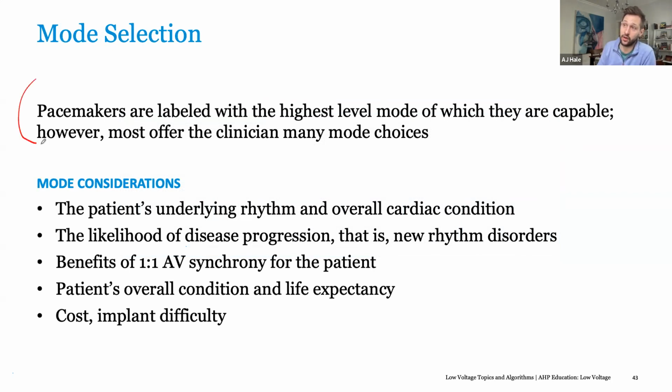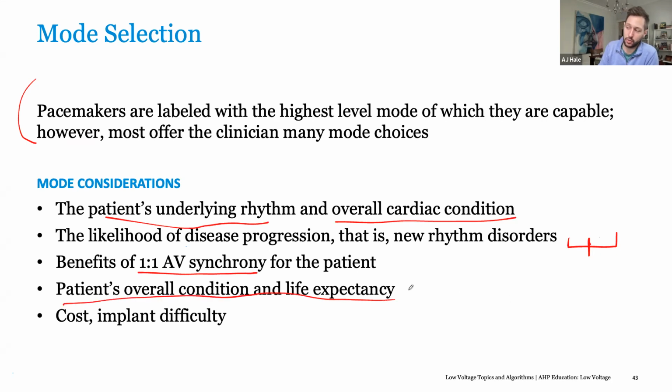So, mode selection. We've already talked about this quite a bit, but the big things we're looking at is what's the underlying rhythm for the patient? What's their overall cardiac condition? Are we trying to decrease the amount of ventricular pacing? Are we going to see disease progression? So do we think that they're going to have more AV degradation? Do we need to leave a longer AV delay because we won't see this patient at follow-up? Things like that. Do they not have conduction at all? Do we need to have short AV delays? Are we maintaining our AV synchrony so we get that 30% of the atrial kick? And then obviously overall condition, life expectancy.